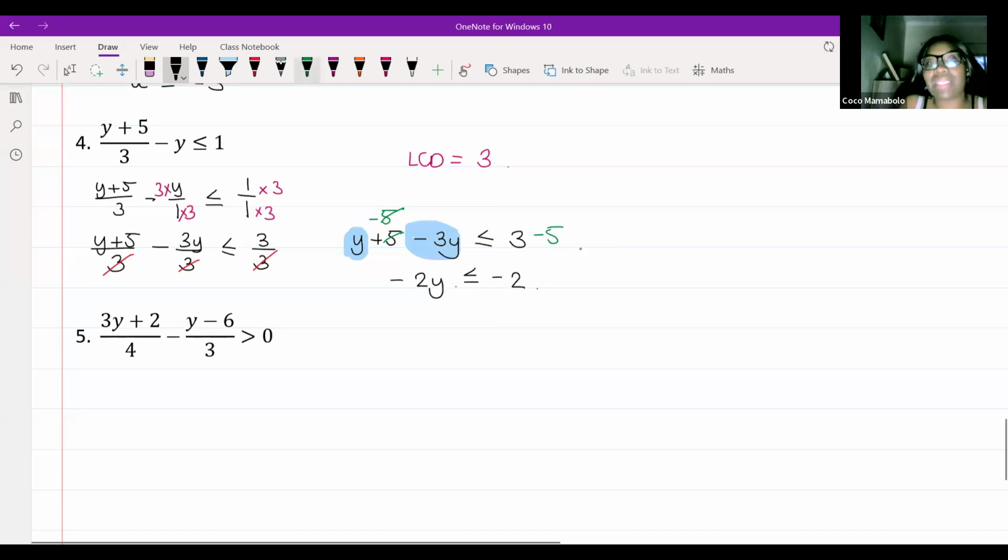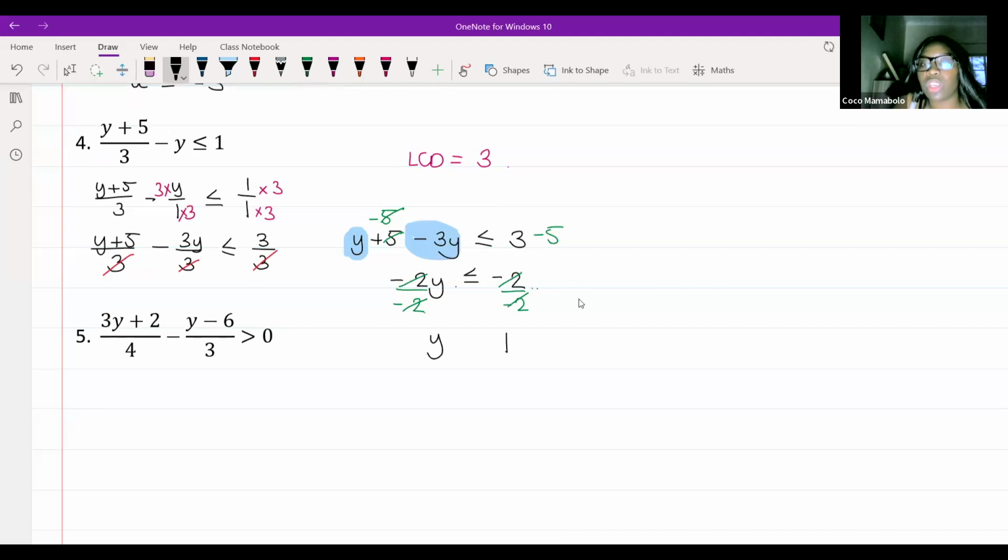And now my next step is to divide both sides by negative 2. Oh, Abu, do not put an equal sign there at all. Oh, I see what you mean. Okay. Greater than or equal to. All right. So negative 2y divided by negative 2 is y. And negative 2 divided by negative 2 will give us 1.